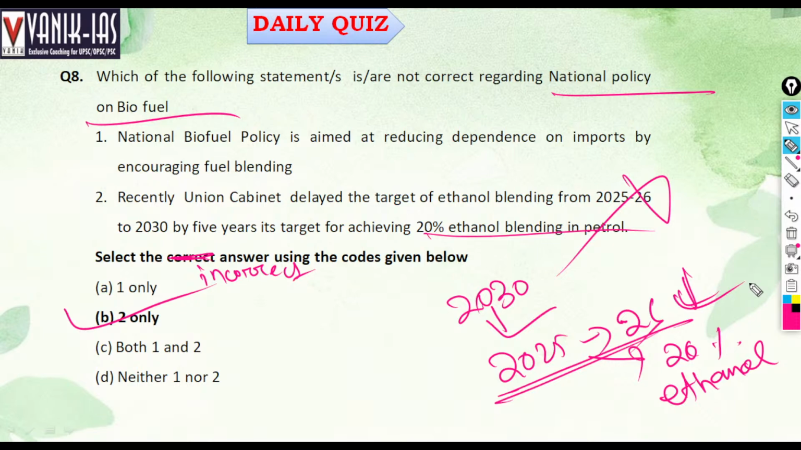National Biofuel Policy is aimed at reducing the dependence on imports by encouraging fuel blending. Obviously, if we blend 20% ethanol in petrol and diesel, what will happen? The dependence on Middle Eastern countries for our petroleum products will decrease. So 2 only is the answer.